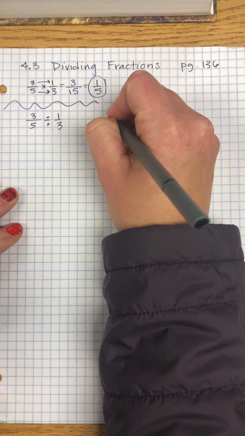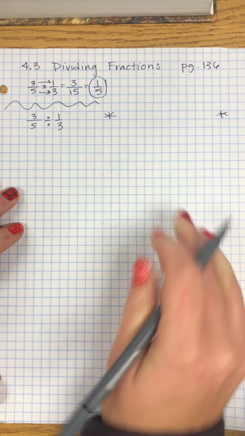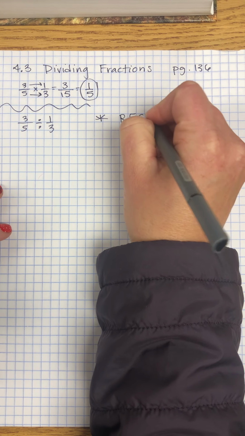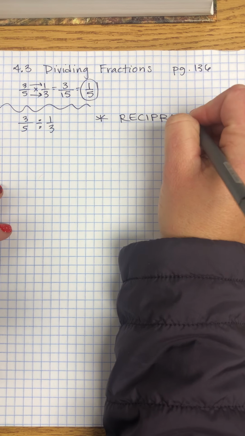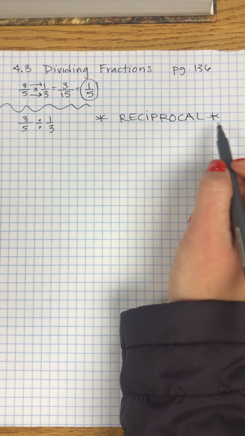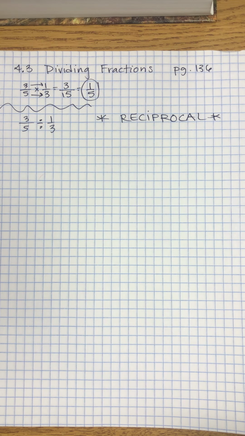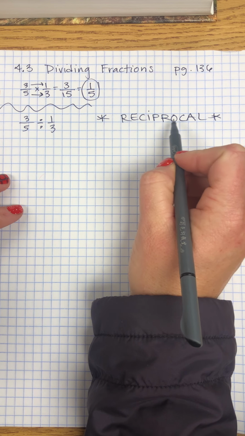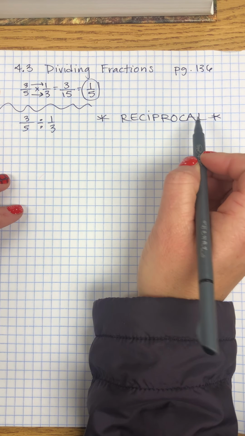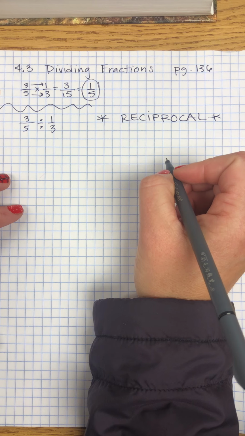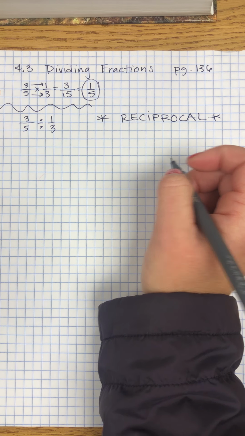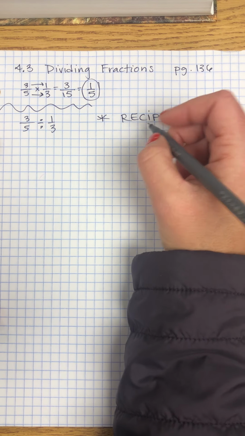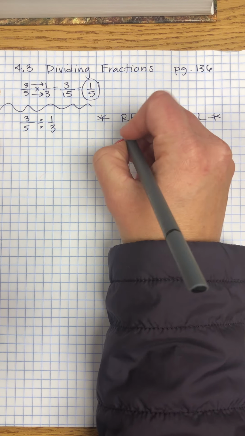So this, we're going to make big asterisks, okay? We get this really fun word, reciprocal. What is a reciprocal? Reciprocal. What is it? Reciprocal is how you say that. A reciprocal is when you flip your fraction.